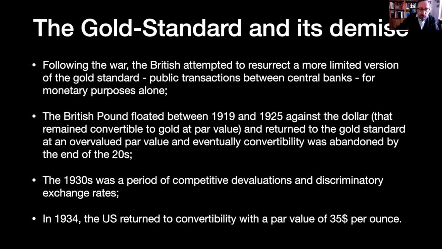Now, in 1934, the United States did return to the gold standard, which by now was ultimately just a gold dollar standard, at a fixed par value. So an ounce of gold would be valued at $35. So if you were a central bank, not a private individual, but a central bank, and you had $35, you could convert that balance into gold.